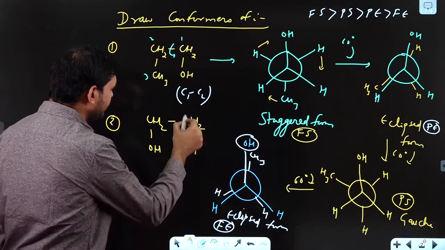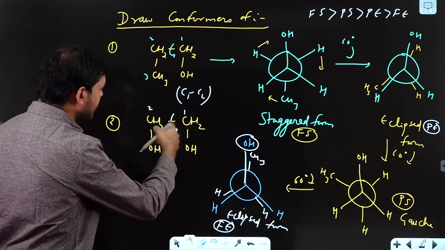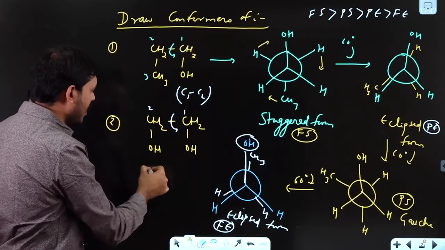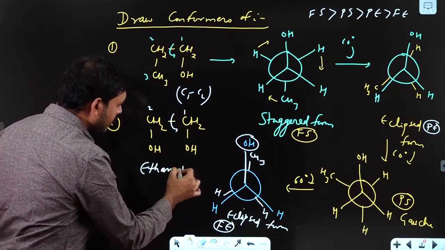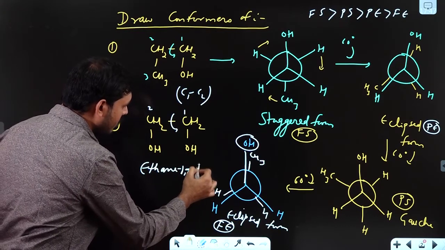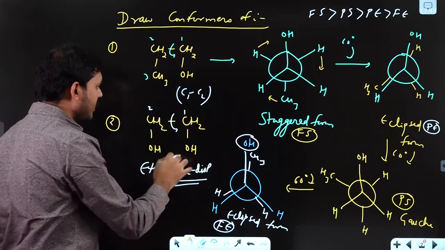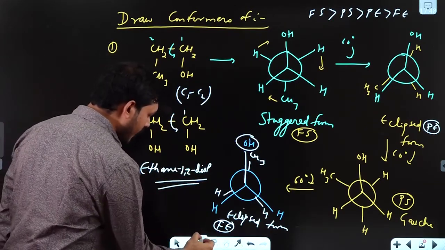This part is your 1, 2 across this part, so this is your C1 C2. It is actually ethane-1,2-diol. So we have to draw the conformers of ethane-1,2-diol across the C1 C2 carbon atoms.